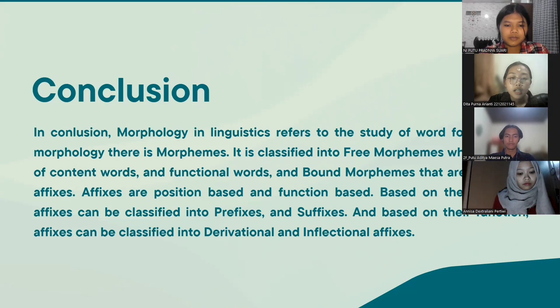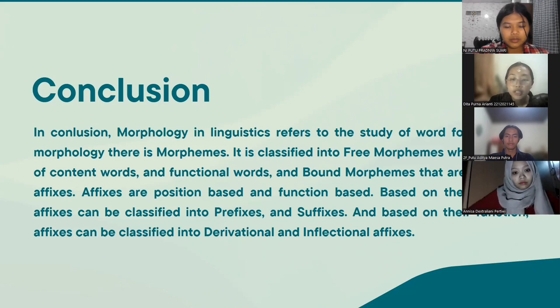And bound morphemes are morphemes that cannot stand alone with meaning. Bound morphemes must occur with other morphemes to create a complete word. Bound morphemes consist of affixes. Affixes are divided into two parts. They are based on position and based on function. Based on their position, affixes can be classified into prefix and suffix, where a prefix is an affix in the front position and a suffix is an affix in the back position.